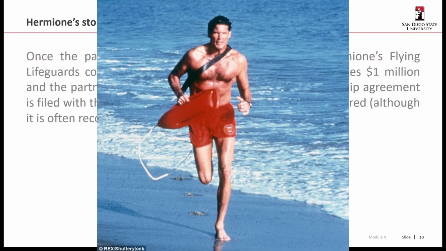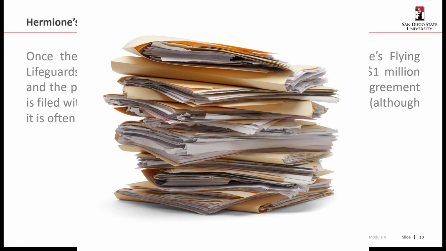Once the partnership agreement is hammered out, Hermione's Flying Lifeguards contributes all of its property, and Ron contributes $1 million to the partnership, and the partnership is formed. Now, in some states, the partnership agreement is filed with the state, but in most states, no formal paperwork is required, although it is often recommended.